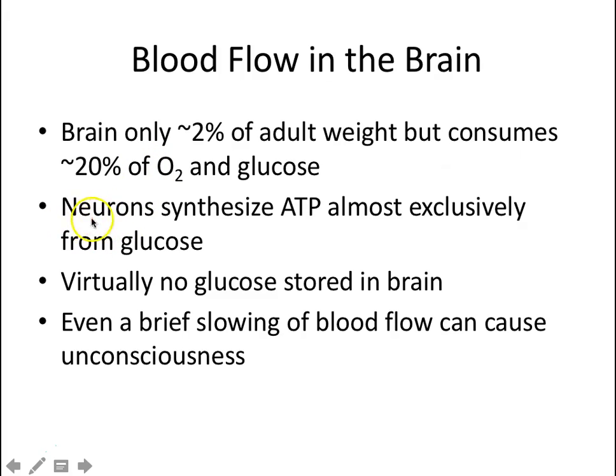Okay, and as you can see here, the neurons are making ATP almost exclusively from glucose. Now, it can make it using ketones, but not optimally. And the brain doesn't store glucose, right? So you don't have a fatty pad around your brain. It doesn't happen. Whatever's in your bloodstream is what's going to your brain. So that means even if you slow down blood flow just a little bit, it can cause you to go unconscious.